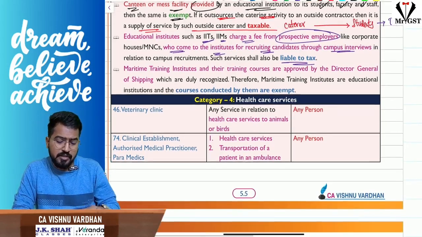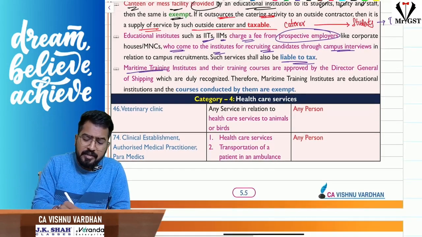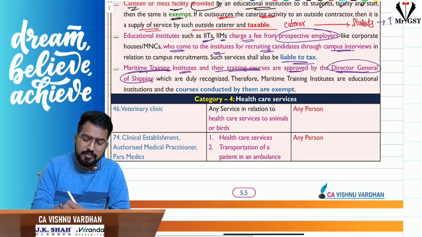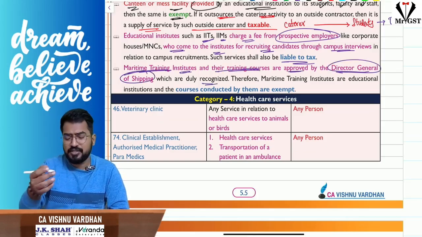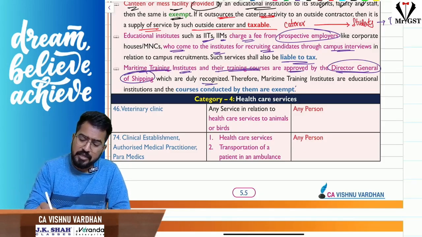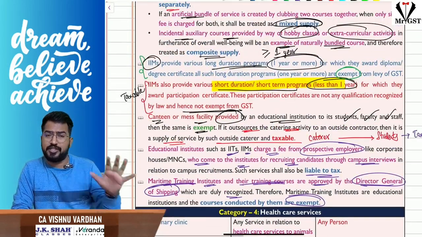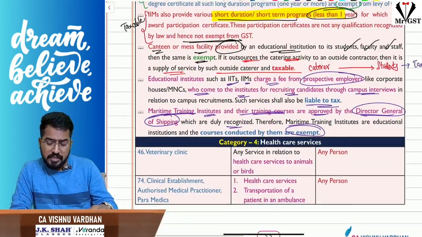Next, sir, there are maritime training institutes and other training courses which are approved by the Director General of Shipping. They are also recognized as education institutions, and that will be equally exempt under GST. So these are the services related to education. Okay, so the education related category we are done.